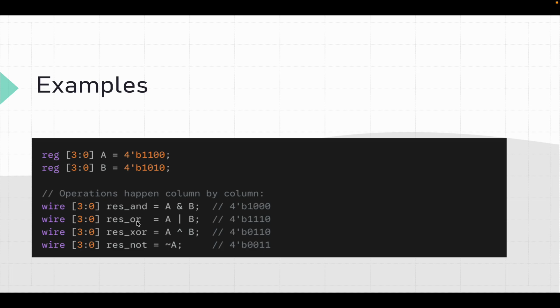Then we have OR. We do an addition operation bit by bit. 0 with 0, you get 0. 0 and 1 will return you 1. 1 and 0 will again give you 1. 1 and 1 will be kept as 1.